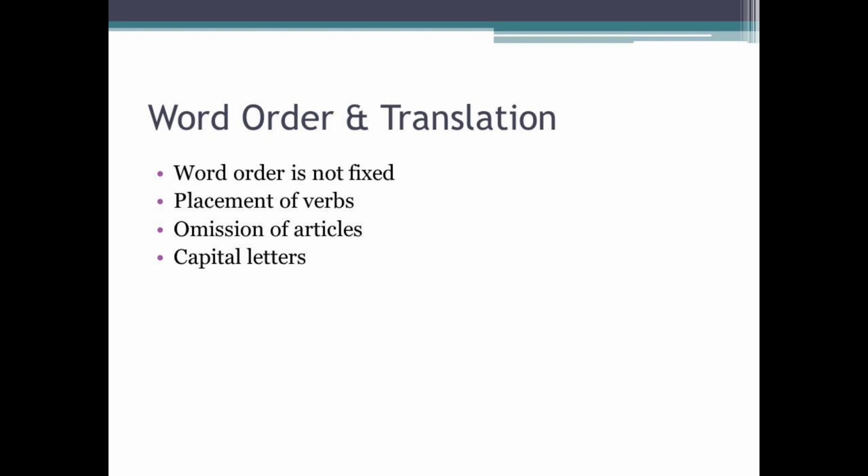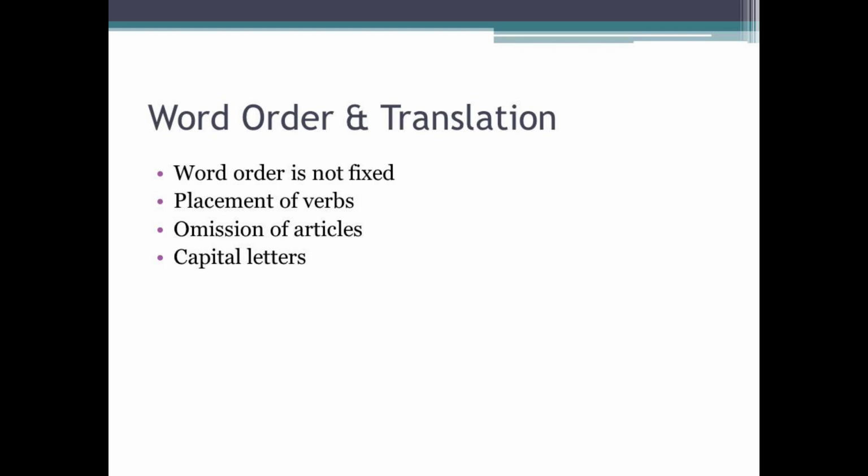Word order and translation. Firstly, the word order in Latin is not fixed, like it is in English. Hence, you don't translate the Latin in the same order that the words appear on the page. The placement of verbs is also different. Verbs in Latin are delayed until the end of the sentence.